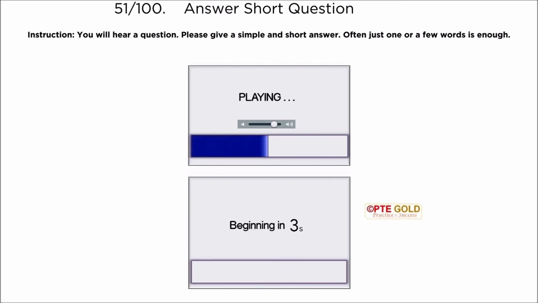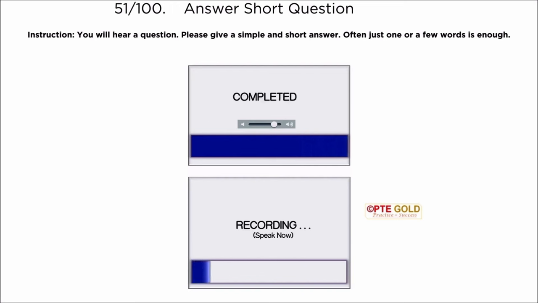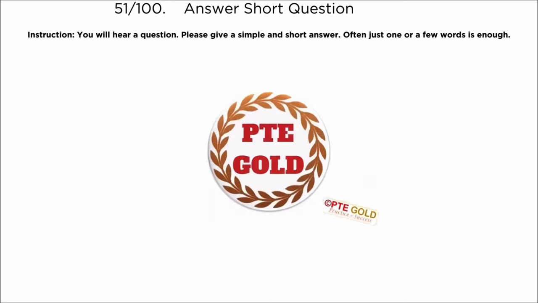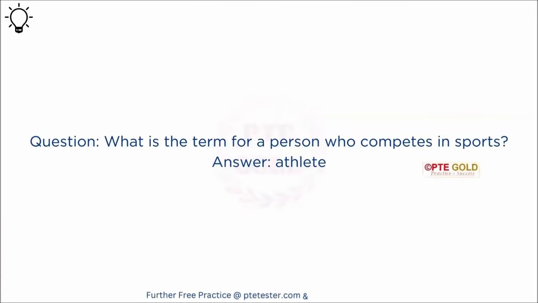What is the term for a person who competes in sports? Athlete.